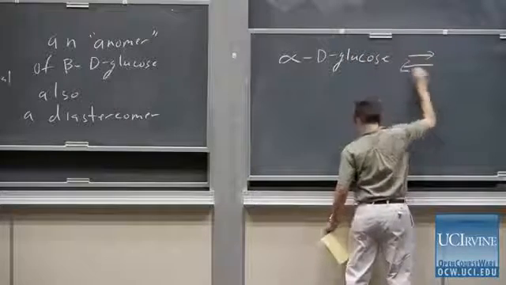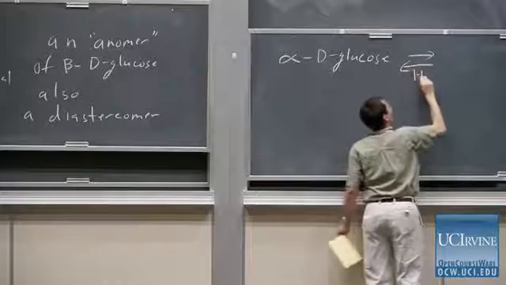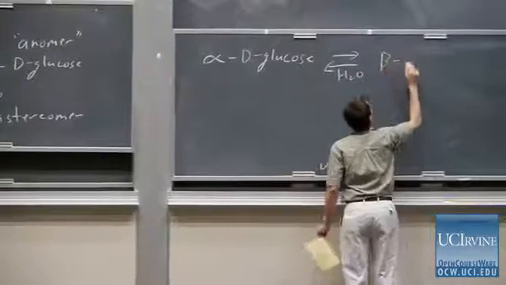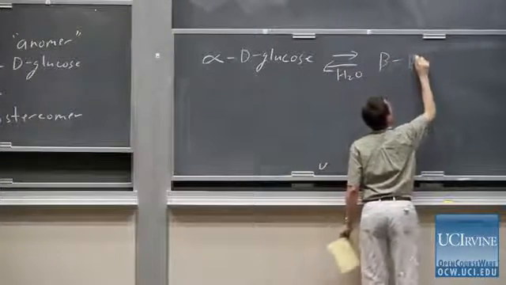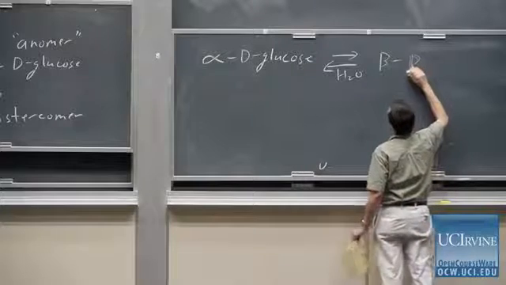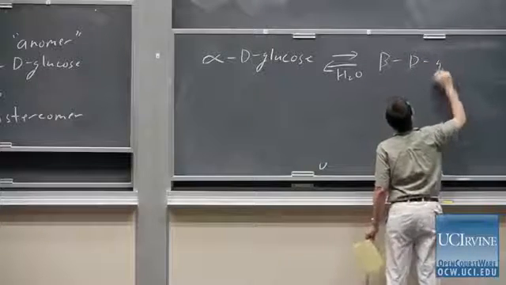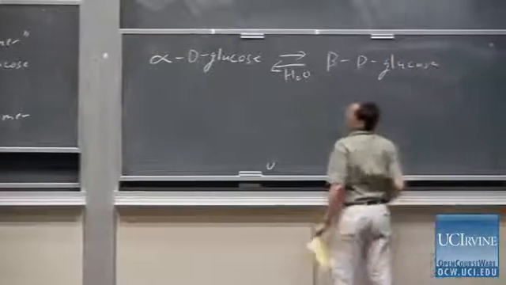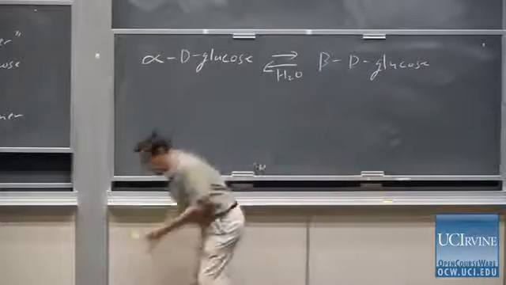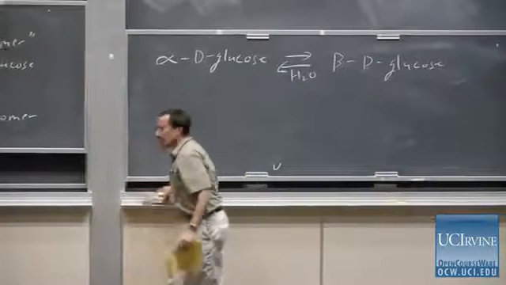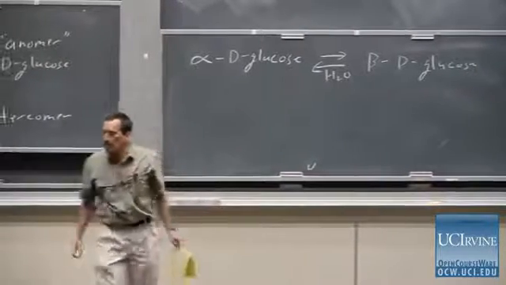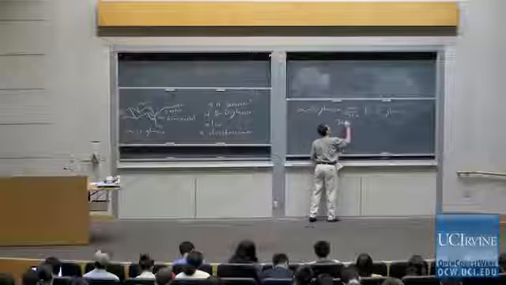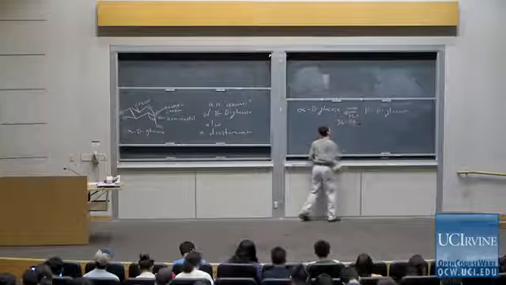And so I'll write this as an equilibrium. I'll say in water because in the solid state the crystal lattice keeps them stable, but in water you have all sorts of chemistry occurring involving carbonyl groups. And so the alpha and beta forms of D-glucose can interconvert. At equilibrium, you have a 36 to 64 ratio.